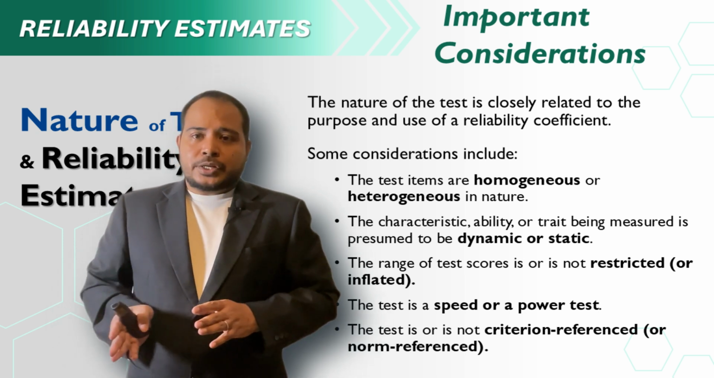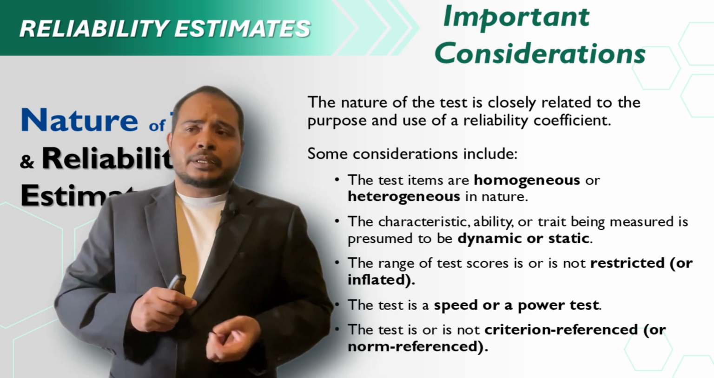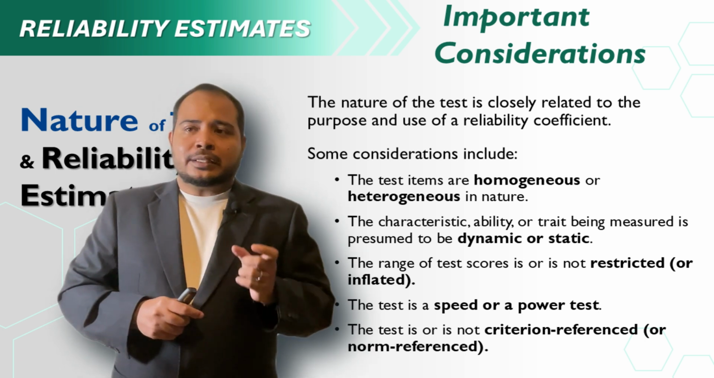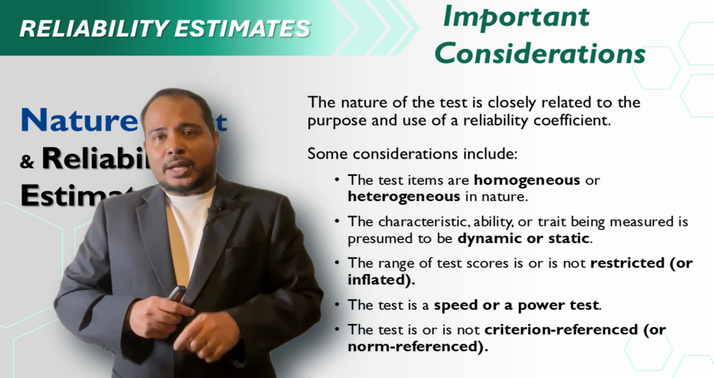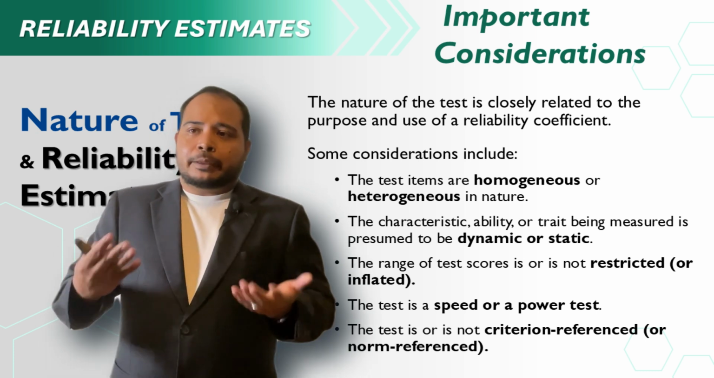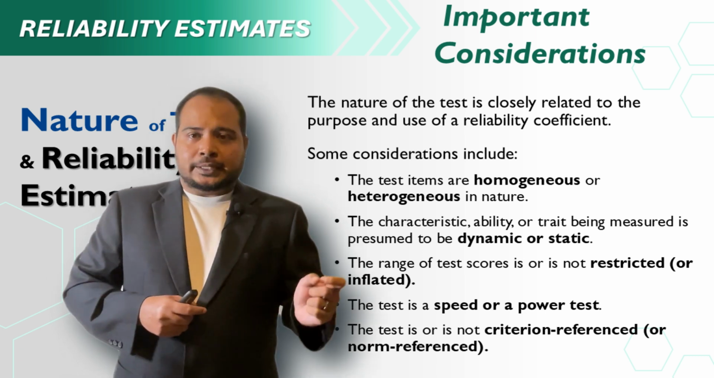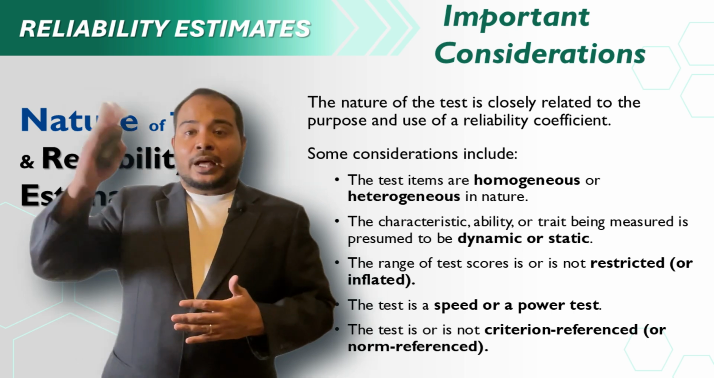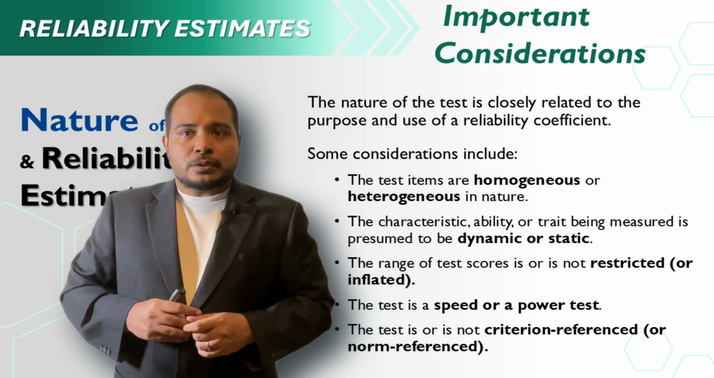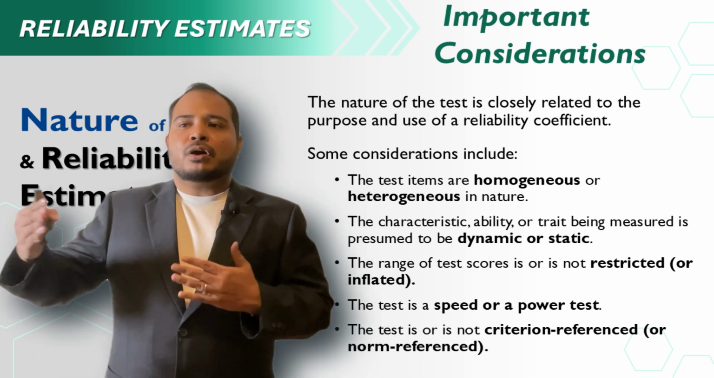Some considerations that we need to pay attention to in deciding what type of reliability estimate we can use. First one is the test: whether the test is homogeneous or heterogeneous in nature, whether it measures one construct or many constructs. Second, the characteristic, the ability or the trait being measured, is presumed to be dynamic or static. Dynamic here means that it fluctuates, it changes very frequently or in a very short period of time, or it's very stable over time, it's static. Third, we need to also consider the range of the test scores.